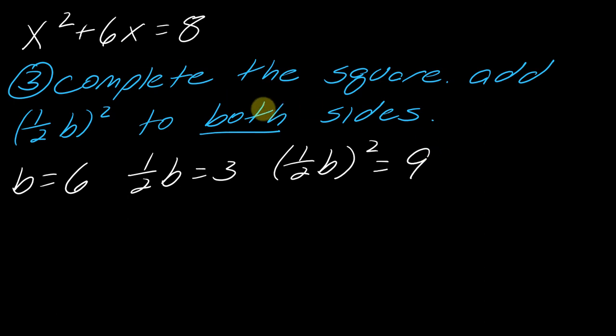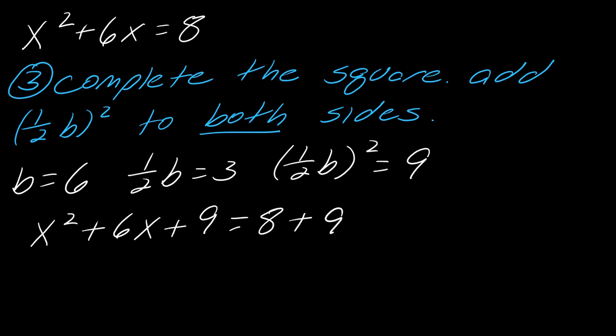And now what I need to do is add this 9 to both sides. So I'm going to have x squared plus 6x plus 9 equals 8 plus 9, right? So this 9 is added to both sides.